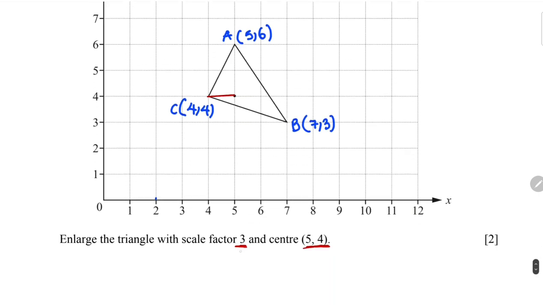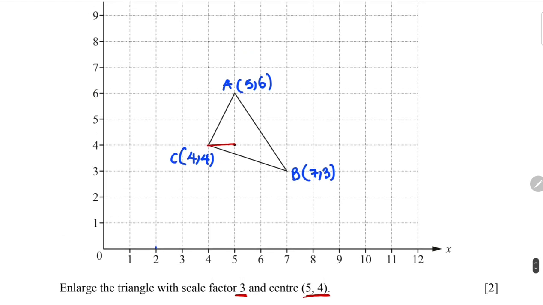We want to enlarge it to a scale factor of 3. All you need to do is say that the length of a box is 1, times the scale factor, which is 3, and what you are going to have is 3. So from the center, you are going to count 3. This is 1, this is 2, and this is 3. So this is your C prime.